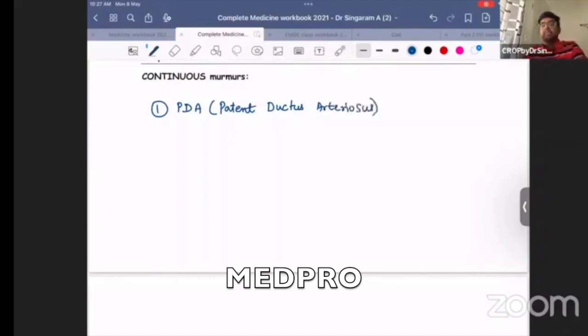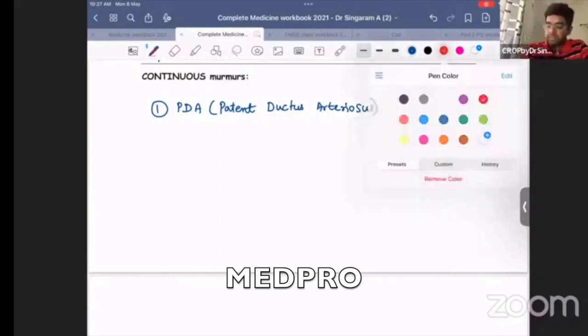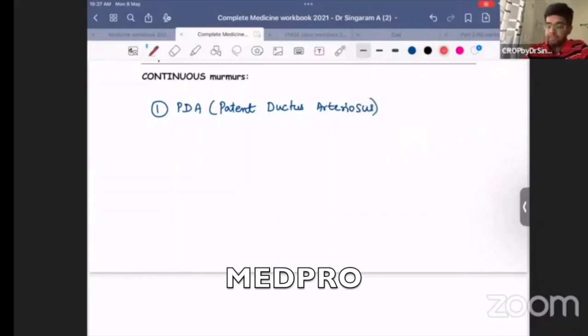This is a classical example of the continuous murmur which you get. And what is the description of that continuous murmur in patent ductus arteriosus, which I am sure most of you should be remembering? It's one of the loud murmurs. It's called a machinery murmur, a machine-like murmur. That is number one.